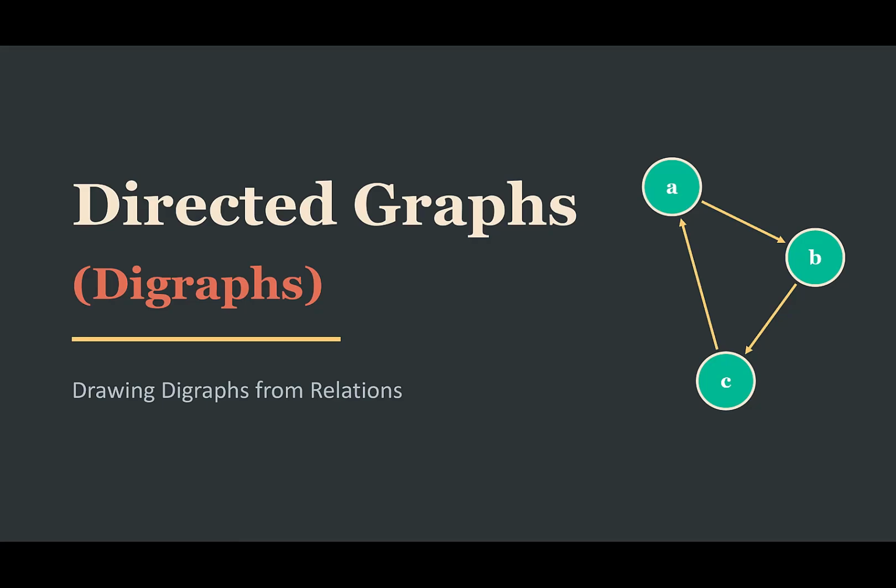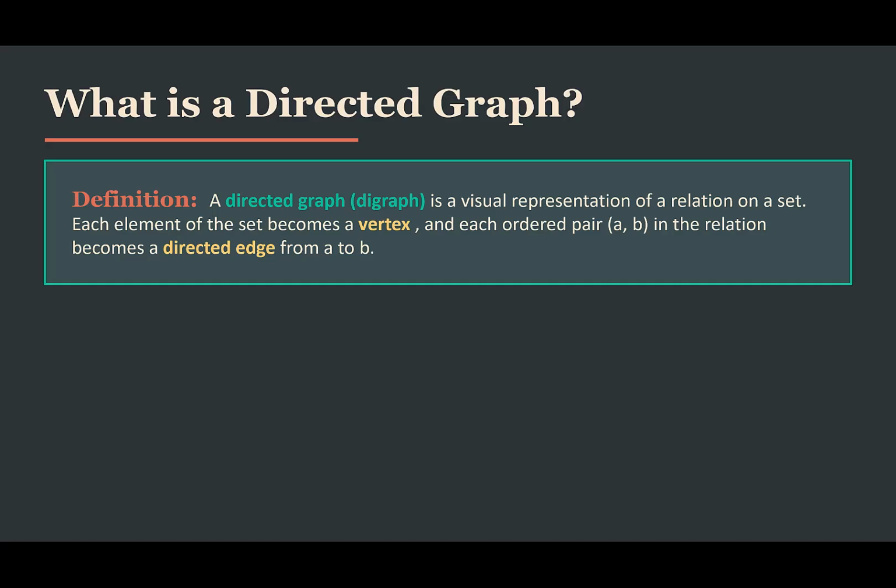Hi everybody, today we're talking about directed graphs. To help us get started, let's look at a definition. A directed graph, also called a digraph, is a visual representation of a relation on a set. Each element of the set becomes a vertex, and each ordered pair (A, B) in the relation becomes a directed edge from A to B. We can break that down into a number of steps.